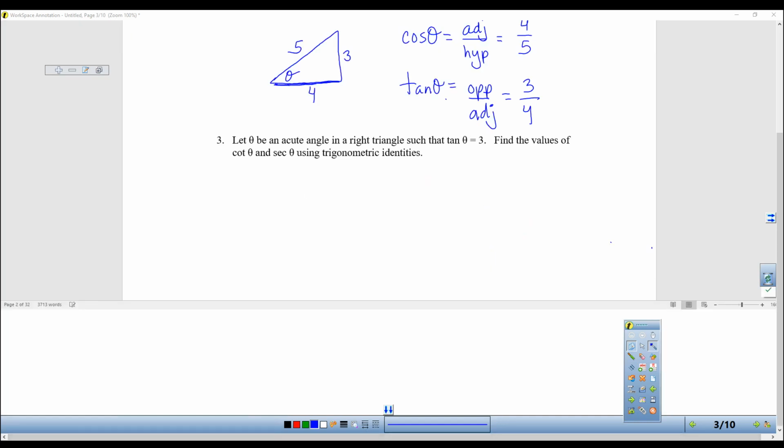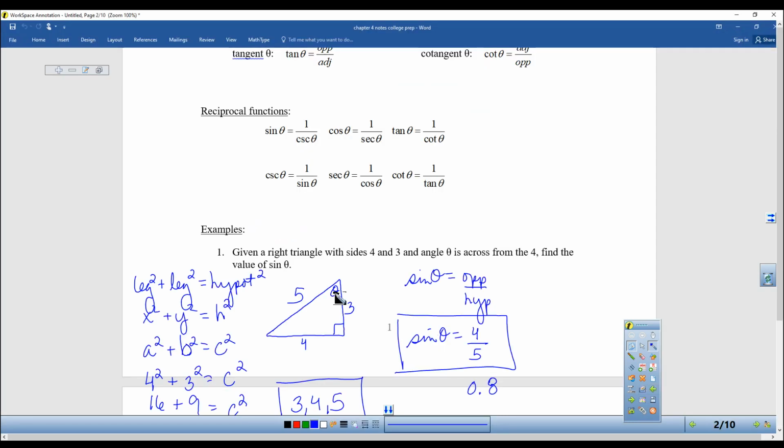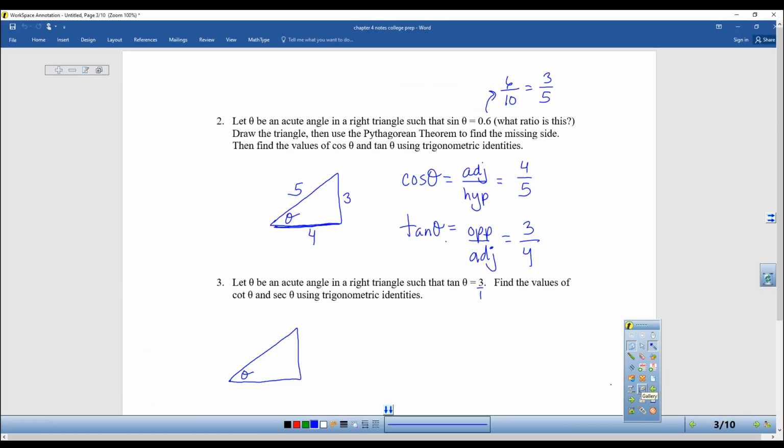Let theta be an acute angle in a right triangle such that tangent of theta is equal to 3. Now remember, it's always a ratio, so just make it a ratio. Find the values of cotangent of theta and secant of theta. So again, I tend to draw my thetas at the bottom. You can draw it anywhere. That's why I made that first example, so it forced it to come out on the top to show you that it can be done different ways. But I usually just draw it in the bottom.